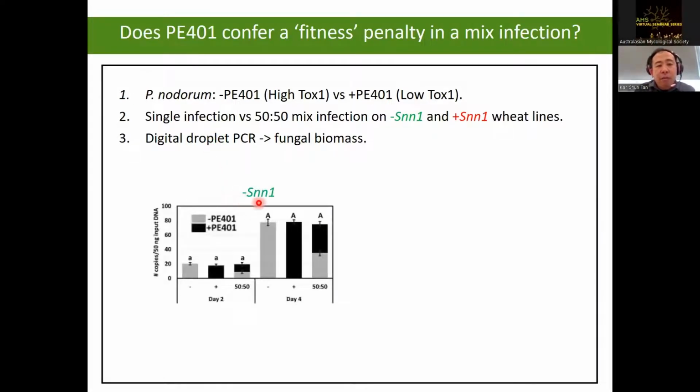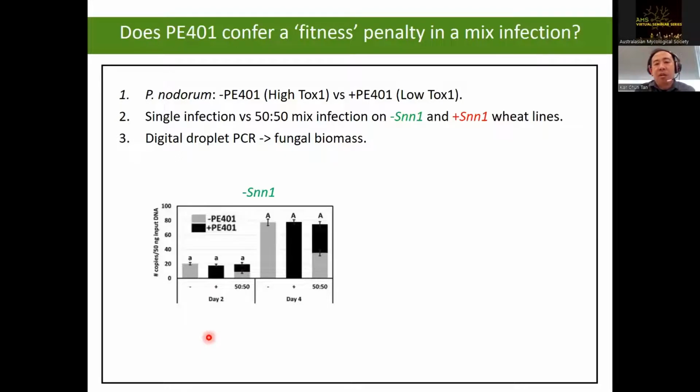When we look at a variety that's insensitive to TOX1 and look at the biomass, we noted that the biomass for the high and low TOX1 expressors is comparable. When we did the mixed infection, they're also 50-50. There's really no advantage in the absence of SN1, in the TOX1 insensitive variety. And the biomass of all these three conditions actually adds up to be the same.